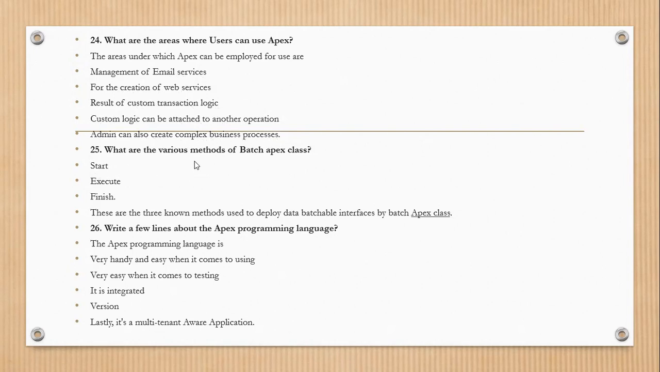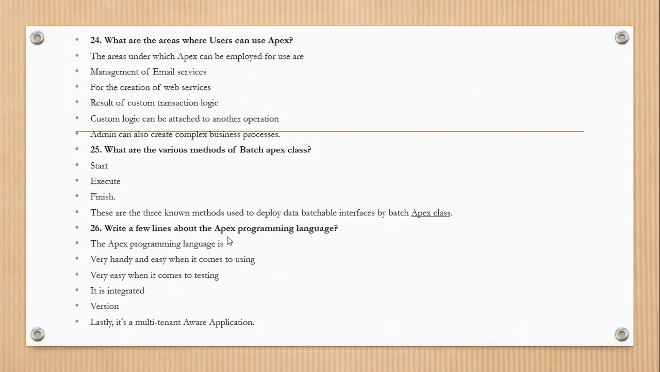Next question, what are the various methods of the batch Apex class? Start, execute, finish. These are the three methods used to process data in the Batchable interface by the batch Apex class.